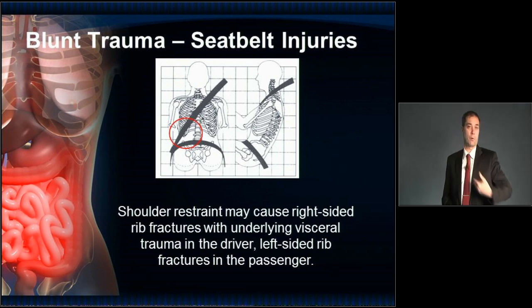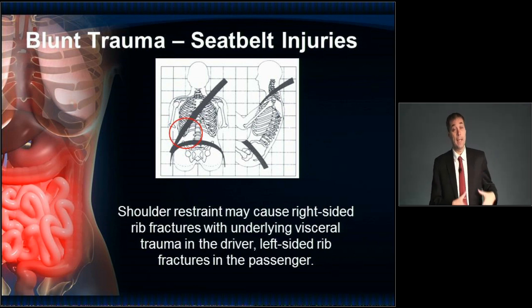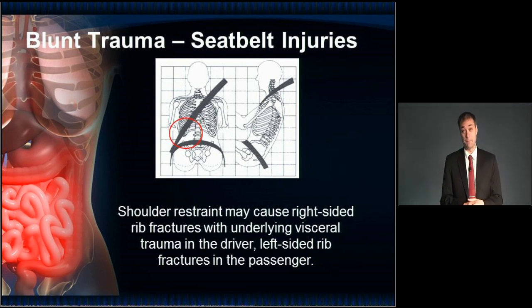Whereas passengers, of course, the seatbelt goes the opposite way. It goes over the left side of the abdomen, and so the spleen is more likely to be injured if the patient's thrown forward into the shoulder restraint. So drivers are more likely to have liver injury. Passengers are more likely to have splenic injuries.